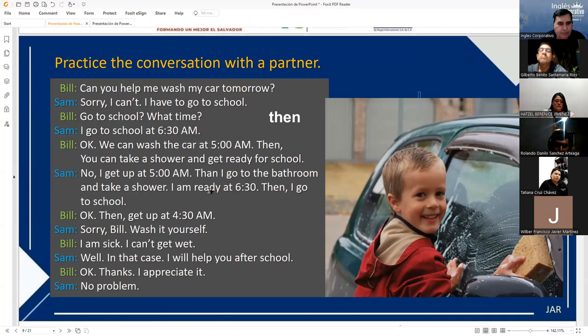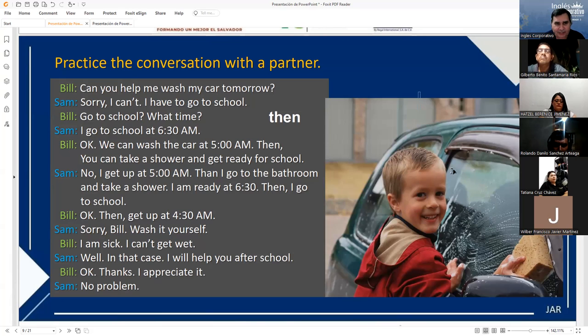I go to the bathroom and take a shower. I'm ready at 6:30, then I go to school. Okay, then get up at 4:30 a.m. Sorry, Bill, wash it yourself. I am sick, I can't get wet. Well, in that case, I will help you after school. Okay, thanks. I appreciate it. No problem.